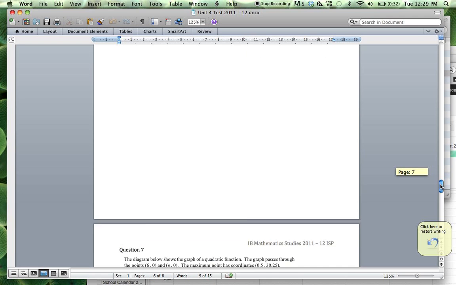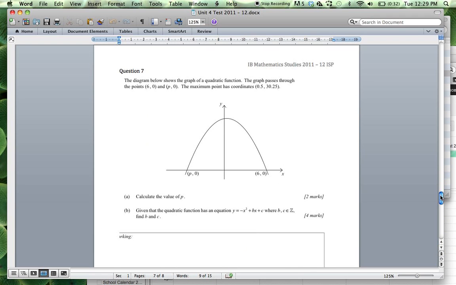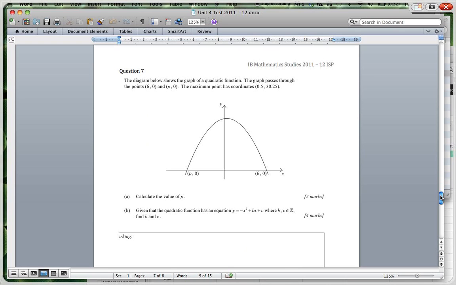All right, and then going on to the last one here. The diagram below shows a graph of a quadratic function. The graph passes through the points (6, 0), (p, 0), and the maximum point has the coordinates (0.5, 30.25). It says calculate the value of p.